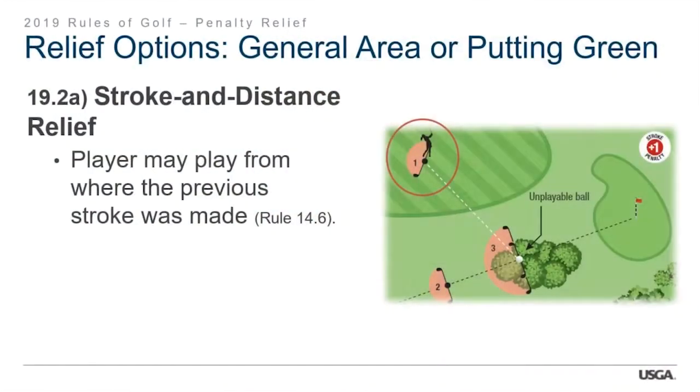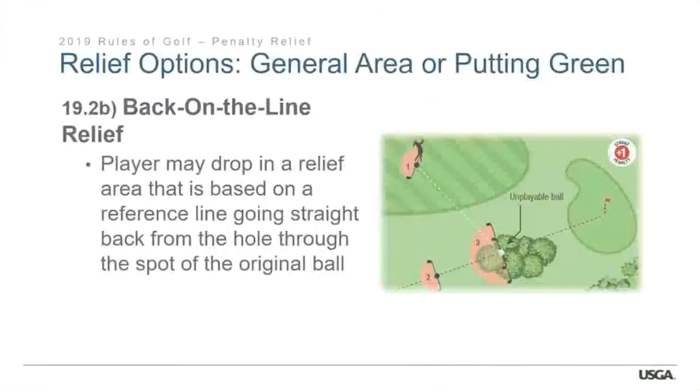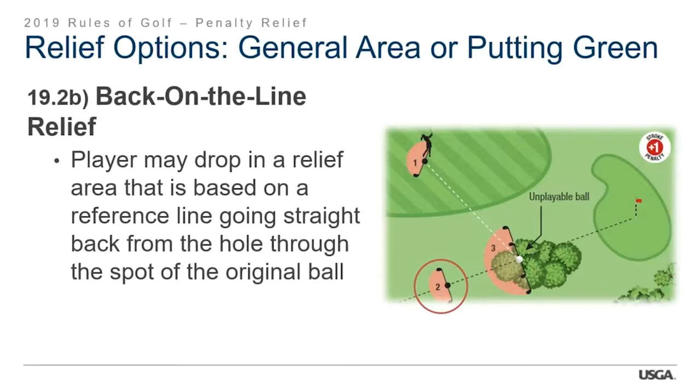Okay, so here they are summarized for us again. Stroke and distance relief, go back to where you last played from. Drop the ball under 14.6. Okay? Back on the line relief. We go back on that line as far back as you want. 1 stroke penalty, drop in the relief area. And again, the procedures of the back on the line relief will apply.